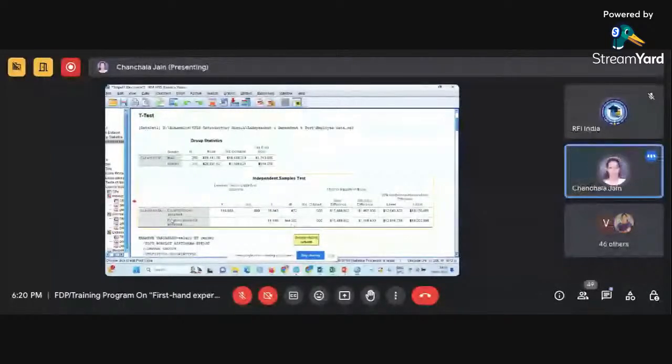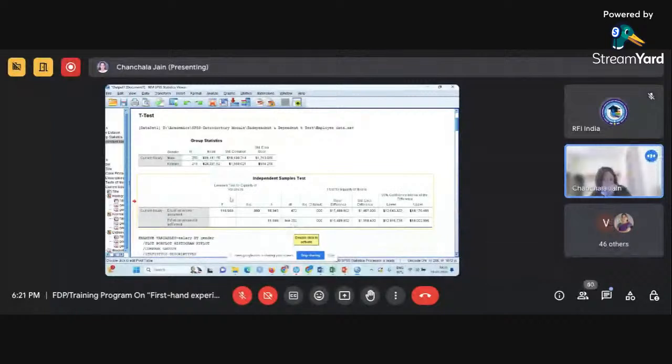Here you can see the hypothesis for Levene's test was that equal variance is assumed, or the variance is equal in both groups. This is the null hypothesis. Looking at the significance value of Levene's test, which is 0.000, which is less than 0.05. If the p-value is less than 0.05, we are going to reject the null hypothesis. So we are saying that the variance is not equal in both groups.